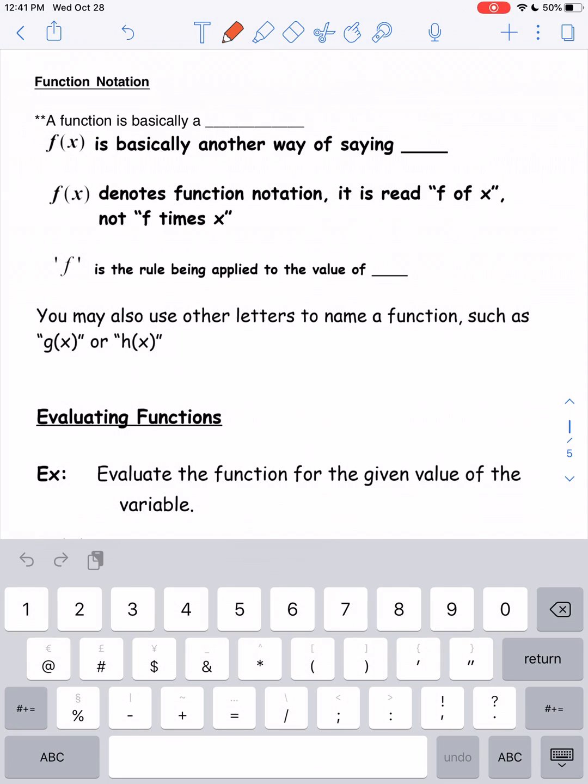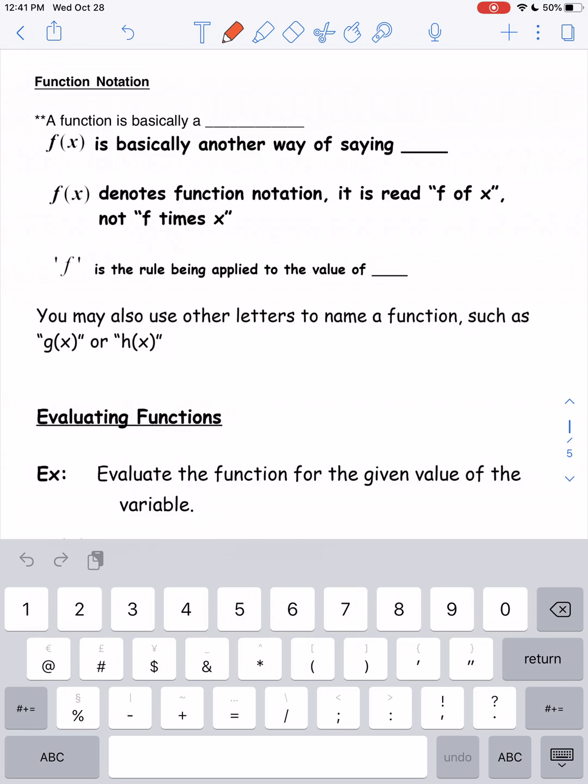This is Algebra 1, Unit 3, Lesson 6 continued. Let's talk about function notation. We've talked about what a function is. In order to be considered a function, for every input you have one unique output. For every x you have one unique y.